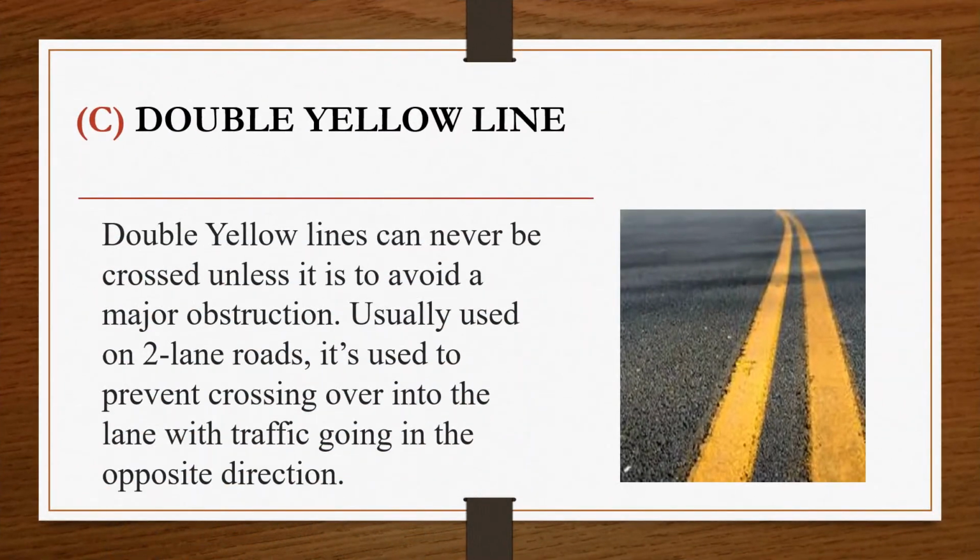C. Double yellow line. Double yellow lines can never be crossed unless it is to avoid a major obstruction. Usually used on two-lane roads, it is used to prevent crossing over into the lane with traffic going in the opposite direction.